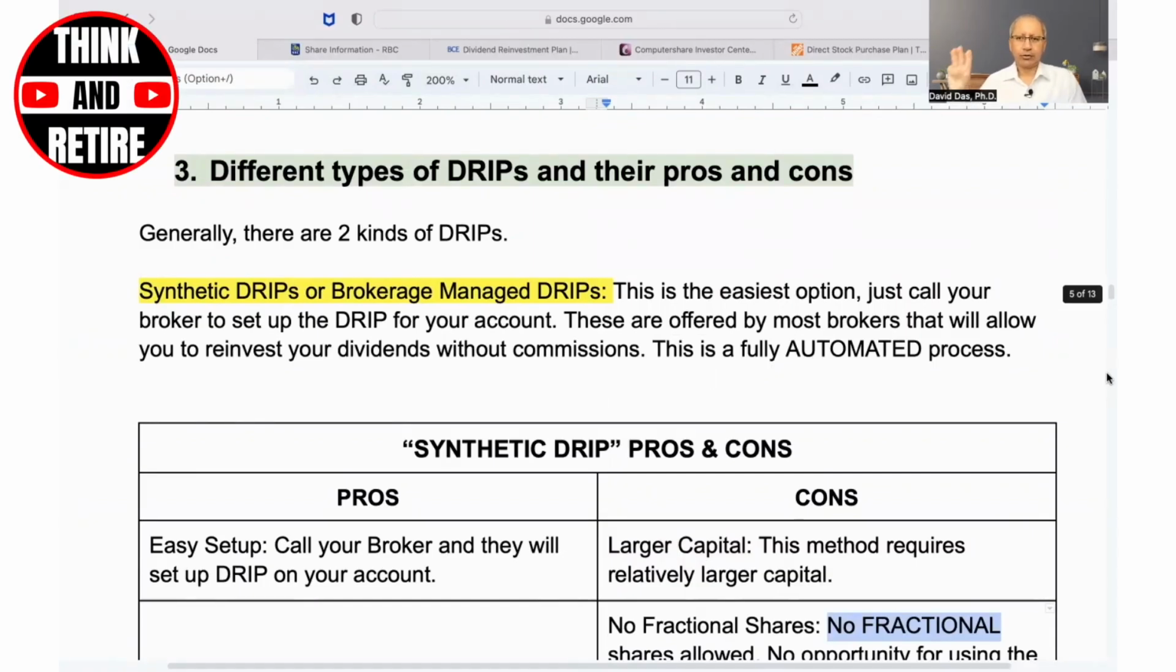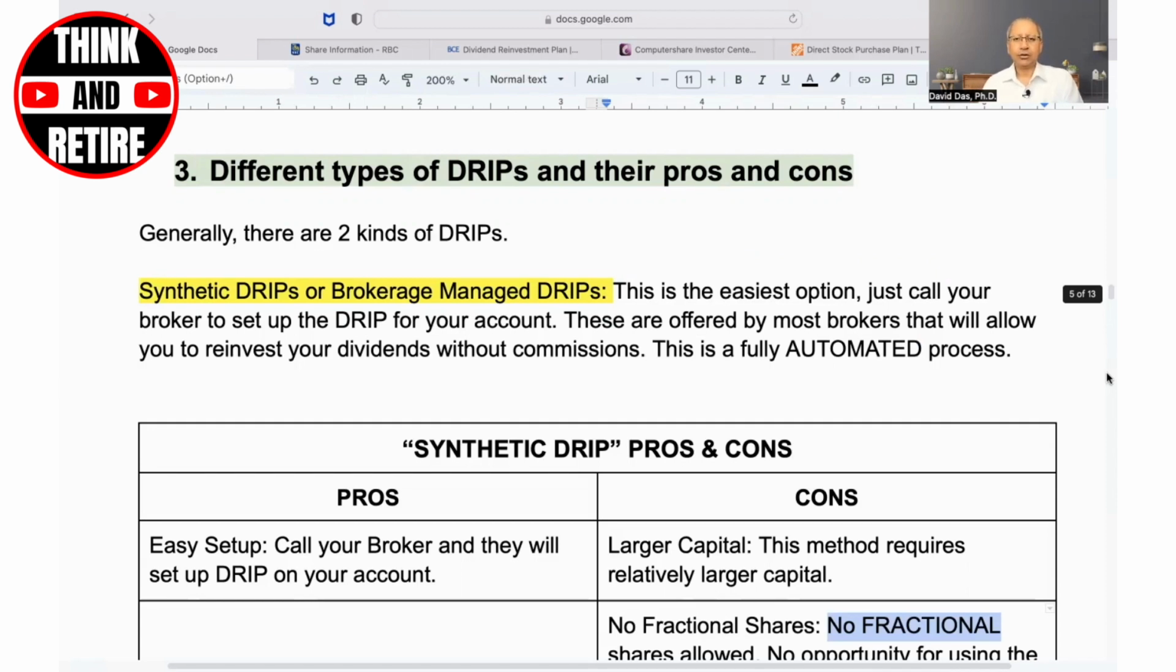Now we are talking about item number 3, which is the different types of DRIPs and their pros and cons. Generally, there are 2 types of DRIPs. Number 1 is the synthetic DRIP or the brokerage managed DRIP. This is the easiest option. You just have to call your broker and they will set up your account for the DRIP. These are offered by most of the brokers that will allow you to reinvest your dividends without commission. So this is a fully automated process.